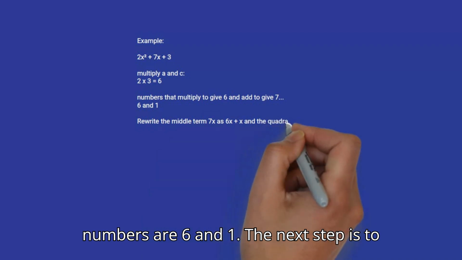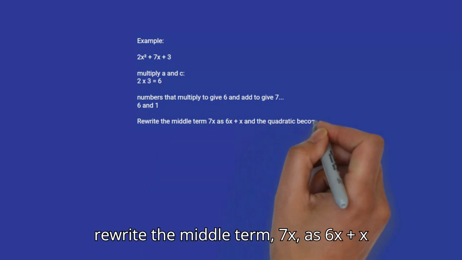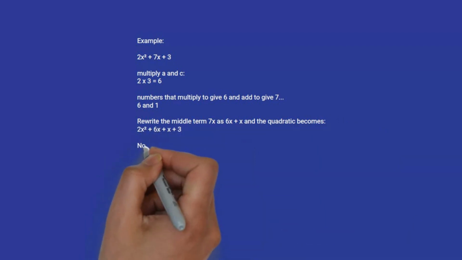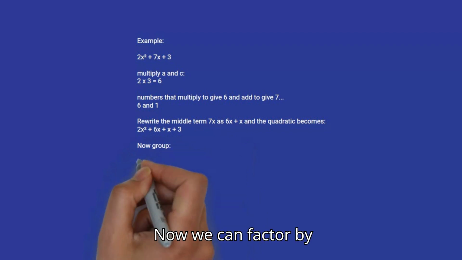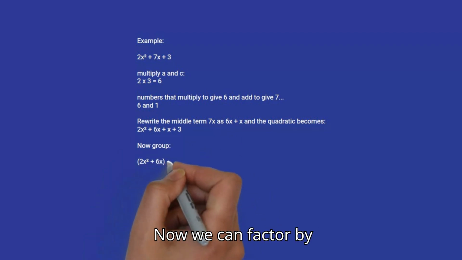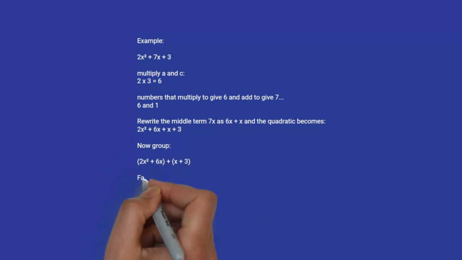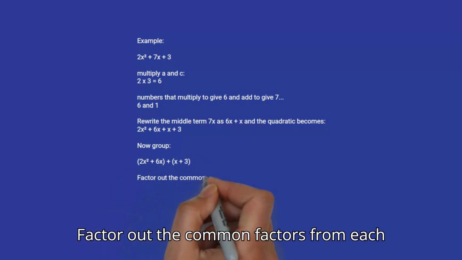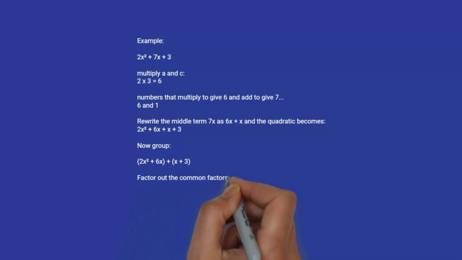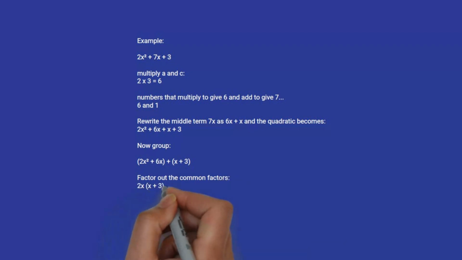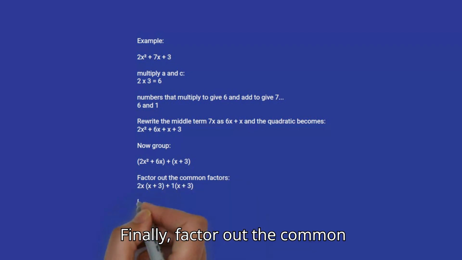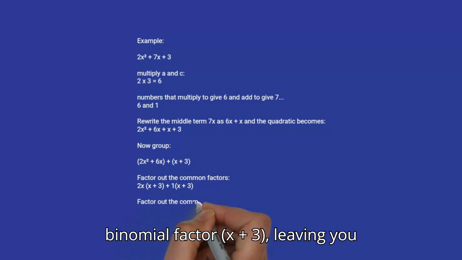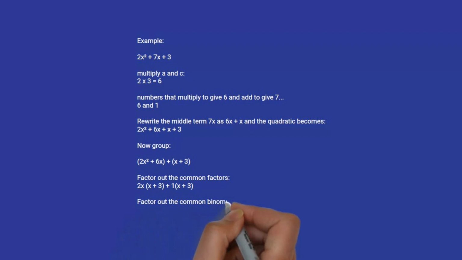The next step is to rewrite the middle term, 7x, as 6x plus x, which transforms the quadratic into 2x squared plus 6x plus x plus 3. Now, we can factor by grouping: (2x squared plus 6x) plus (x plus 3). Factor out the common factors from each group, giving 2x(x plus 3) plus 1(x plus 3). Finally, factor out the common binomial factor, x plus 3, leaving you with (2x plus 1)(x plus 3).